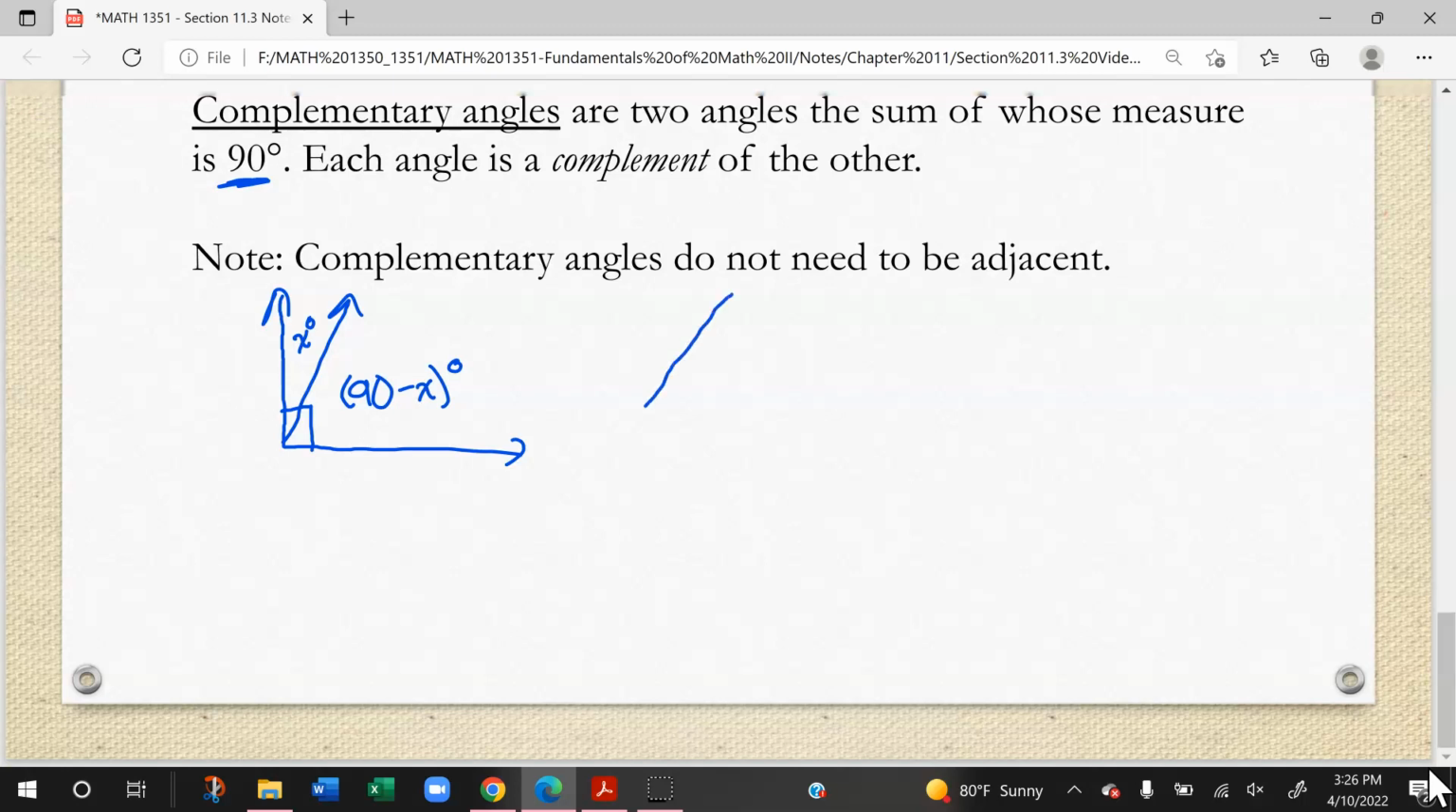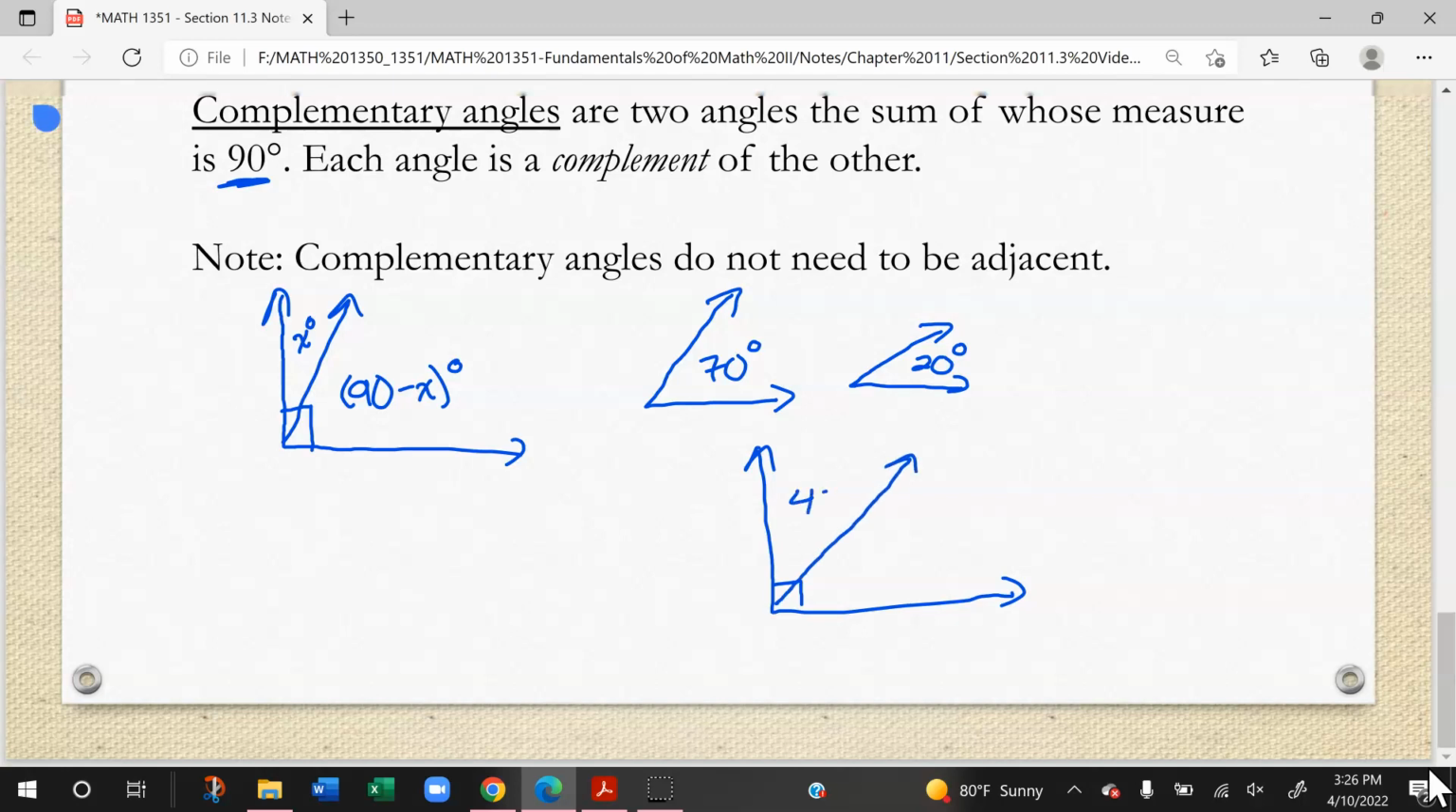I could have something that is, say, 70 degrees and 20 degrees. Those two would be complementary of each other. I could have even something that is cut in half, 45 degrees and 45 degrees. Those are complementary of each other. So supplementary adds up to 180. Complementary is going to add up to the 90 degrees.